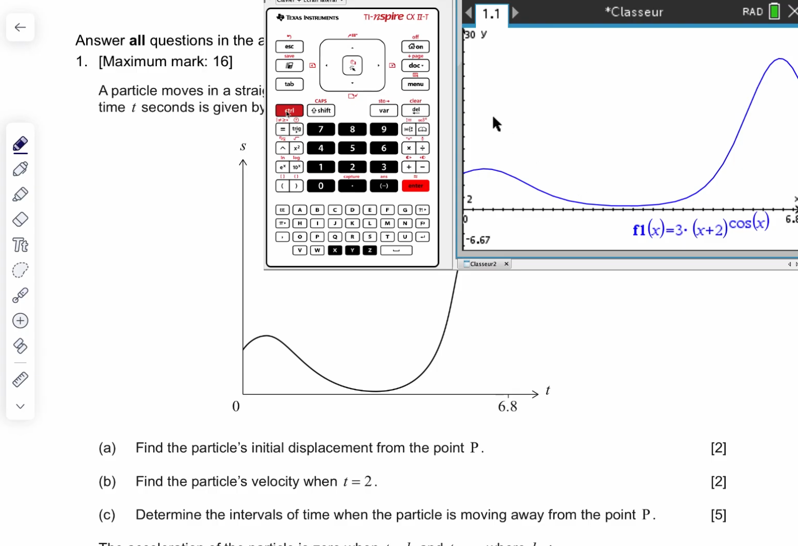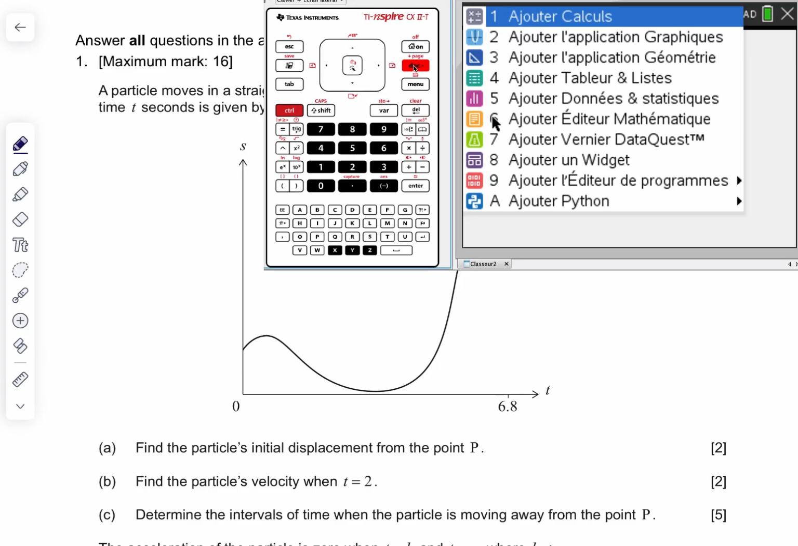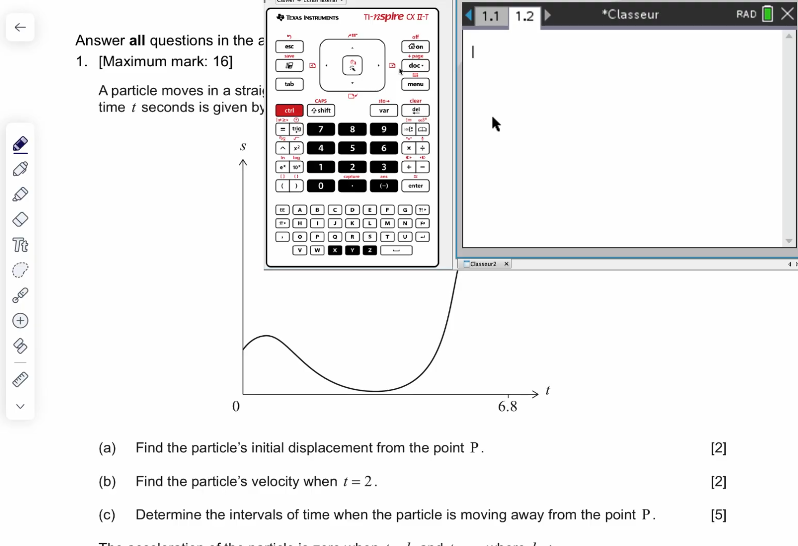And the initial displacement from the point P, well, this is F1. I could just add a new calculator page and do F1 of 6, which gives me, Control Enter, that value there. Sorry, F1 of 0 I should be doing, shouldn't I? F1 of 0 gives me 6, so it's 6 meters away at the start.